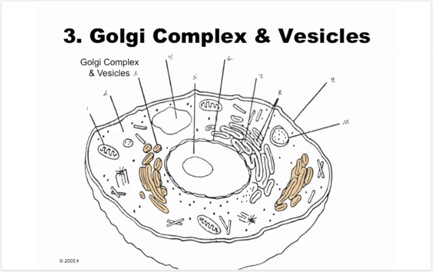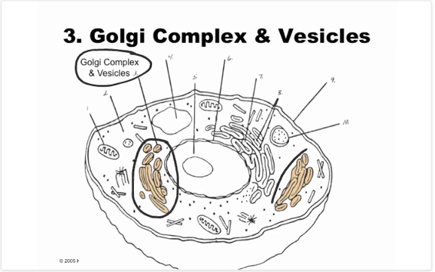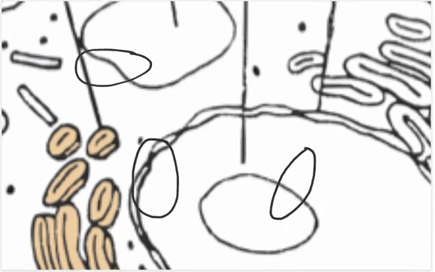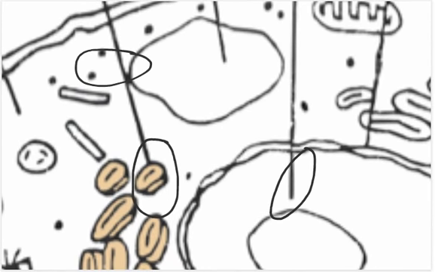Number 3 is the Golgi complex and vesicles. The label is here. The colors, there's 2 of them actually in this particular animal cell. There's this cluster of them here, and a cluster of Golgi complex over here. Notice that these right here, this part right here, these are separate. These are the vesicles that are getting pinched off from the Golgi complex itself.